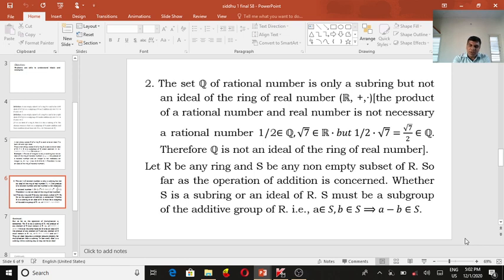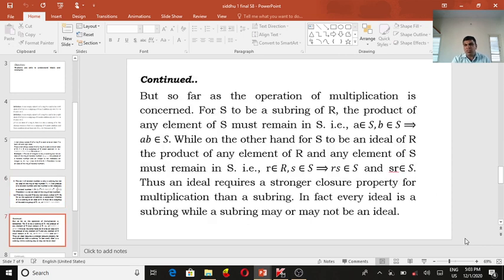Suddenly A minus B belongs to S, which is the additive condition. A belongs to S, B belongs to S, and this implies minus B belongs to S. So A plus minus B belongs to S, which means A minus B belongs to S. But that is the operation of addition.